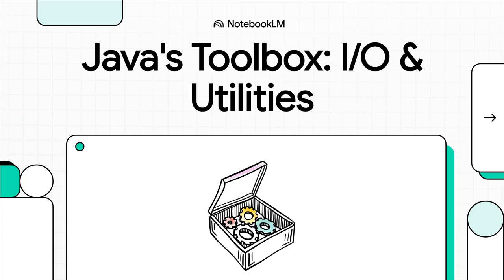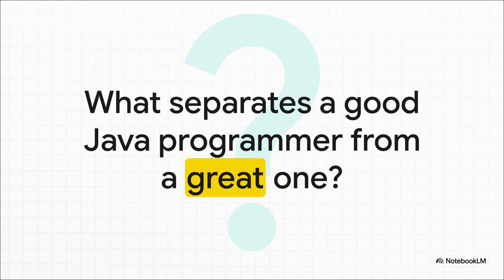All right, let's dive into something really foundational in Java today. We're talking about the I/O and utility packages, basically the essential toolbox every single developer needs to know. You know, it's a question I think we all ask ourselves at some point in our careers, right? You've gotten past the basics, your code runs, but what's next? How do you go from just making it work to making it great?